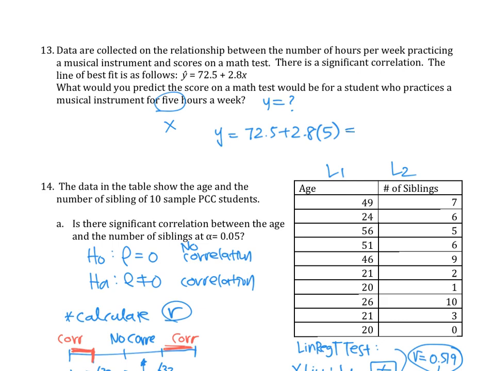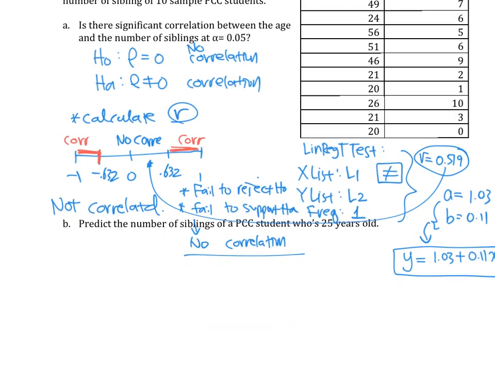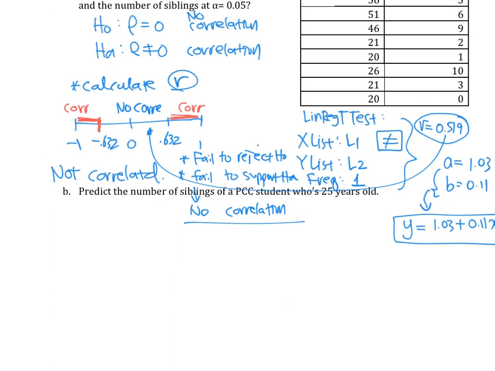Whatever number I calculate there, that's what I predict this person to get on their math exam. If we calculate this out, I get 86.5. So that's my best prediction for this person who practiced 5 hours. I predict this person's math score is going to be 86.5. All right, number 14, we did the first part. Let's look at the second part of number 14. It says, predict the number of siblings for a PCC student who's 25 years old.